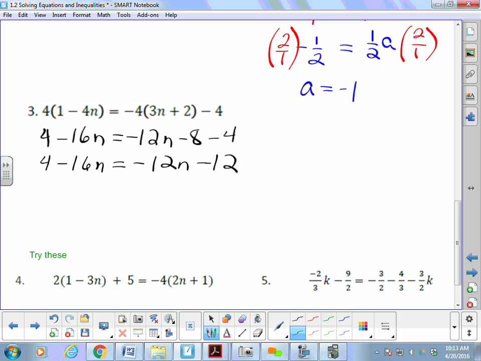So look at the two variable terms. Which one is smaller? Michael, which one's smaller? Negative 16. So we're going to add 16n to both sides. Always do the variable before the constant. Do you have to? Not necessarily. It's just I always want to work with positives if I can. So we get 4 equals 4n minus 12.